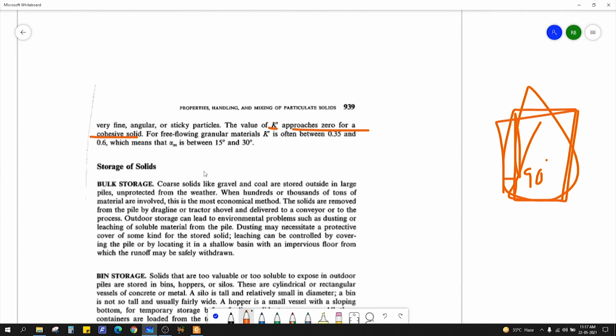In general, if it is not highly cohesive and also not very non-cohesive, the value will lie between 0 and 1. Generally, for free-flowing granular materials, the K dash value is between 0.35 and 0.6. That means the angle of internal friction ranges from 15 to 30 degrees. How? Just use that formula.